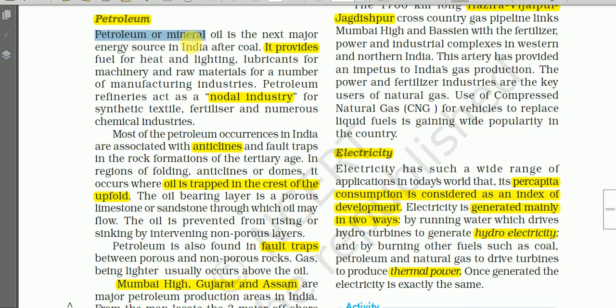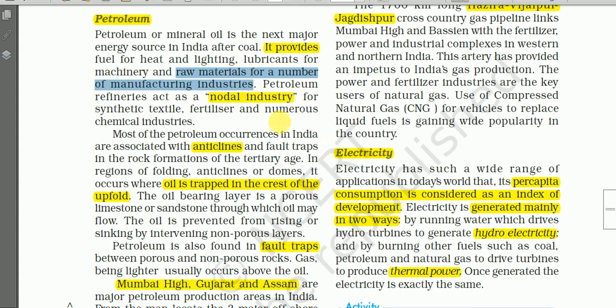Petroleum or mineral oil is the next major energy source in India after coal. Coal is the most important source of energy in India in the industries. After coal, we have petroleum as the next major source of energy. And petroleum provides fuel for heating and lighting, lubricants for machinery, and raw materials for a number of manufacturing industries.